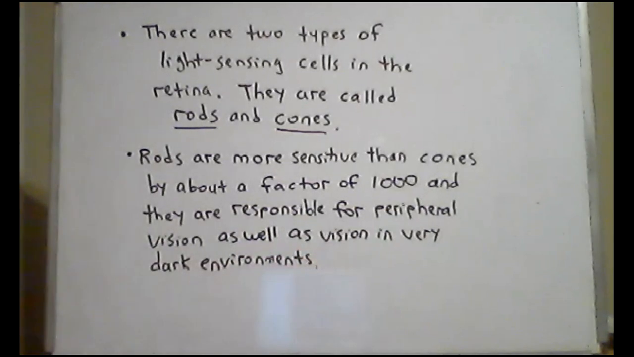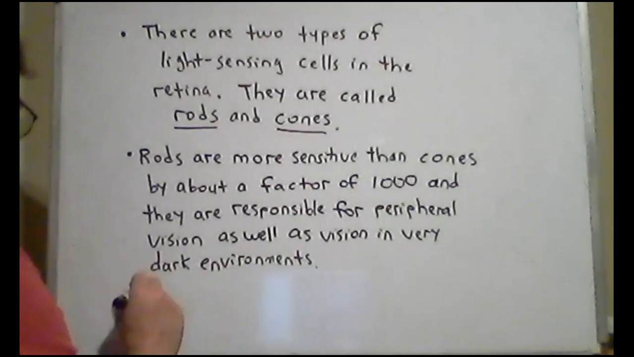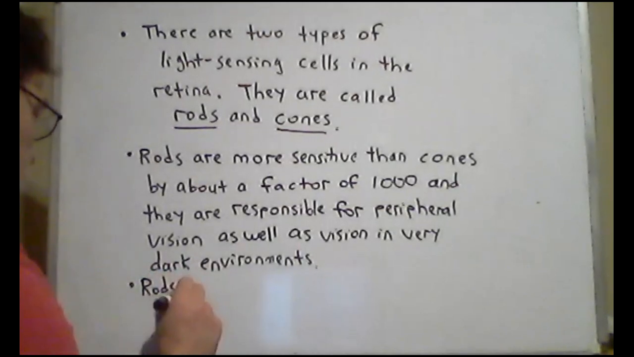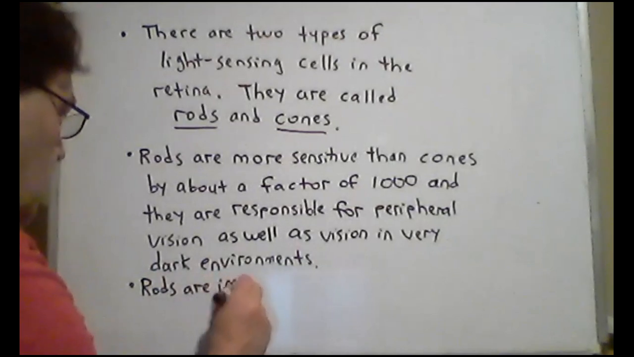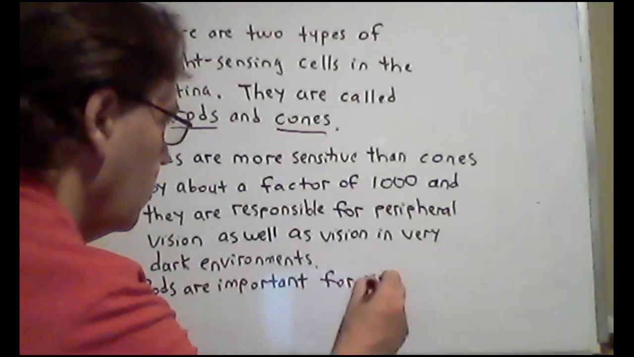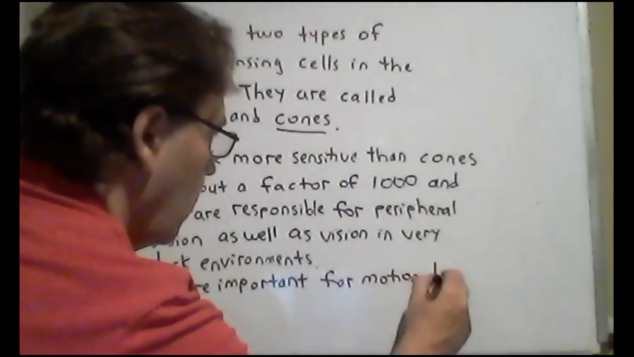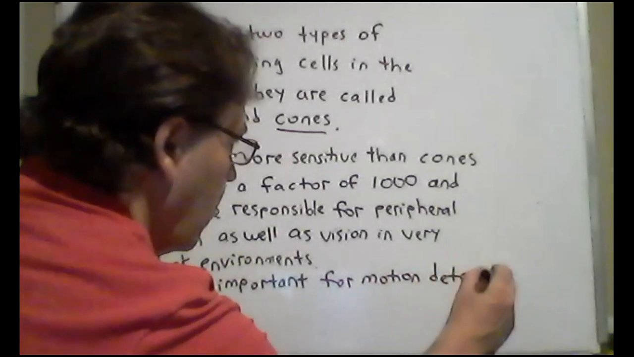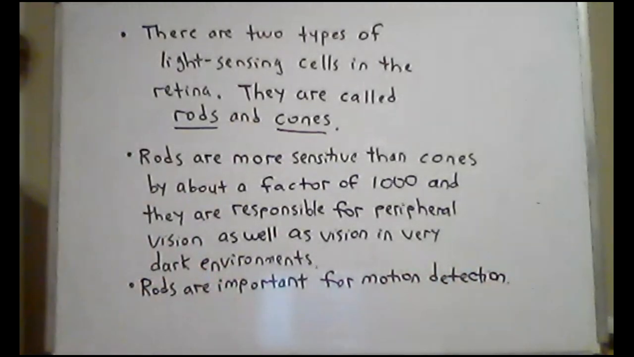All right, so rods are responsible for peripheral vision and vision in very dark environments. Rods are also important for motion detection. And how many rods are there? There's about 120 million rods in the human eye.